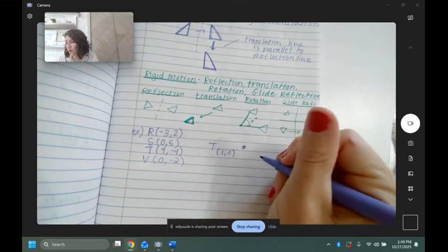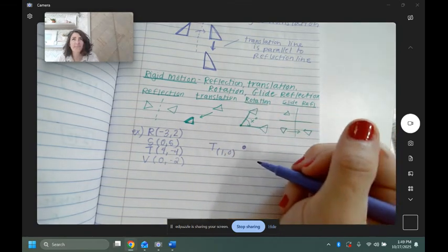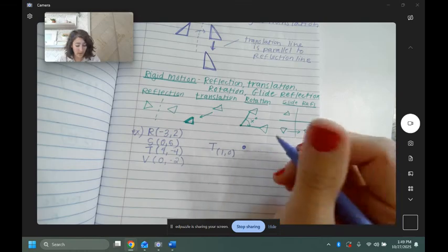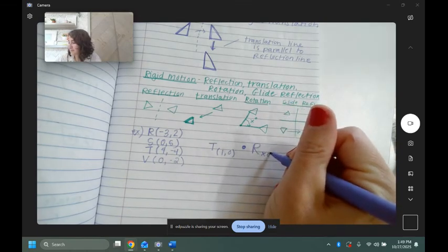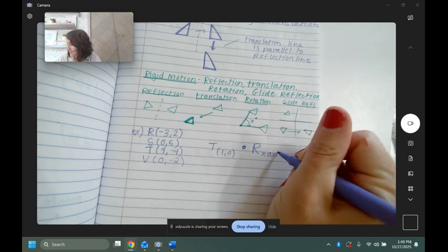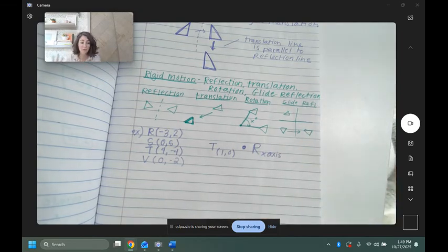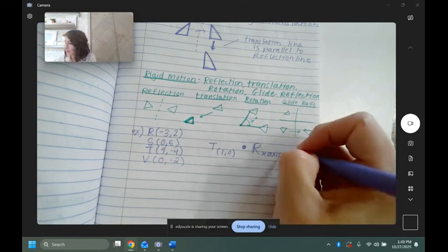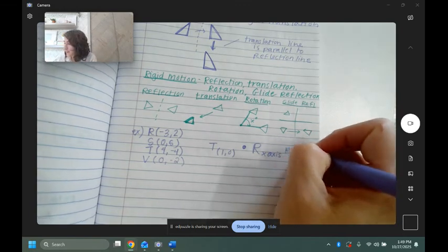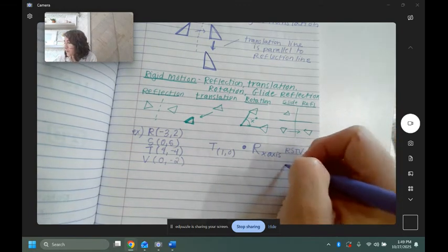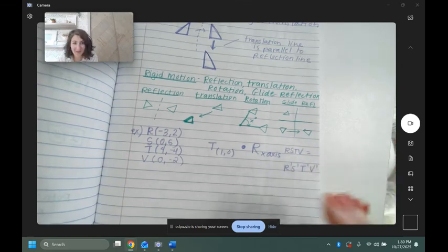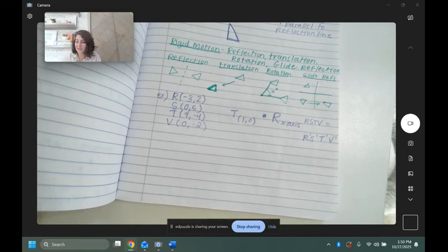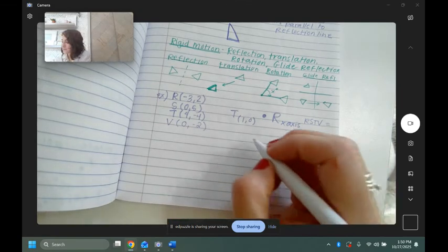And they do like an open circle. It kind of looks like a multiplication symbol, but it's open here. Reflection over the x-axis. So I want to do those two things to your original RSTV to equal R prime, S prime, T prime, V prime. Okay, so let's put these all on a graph.